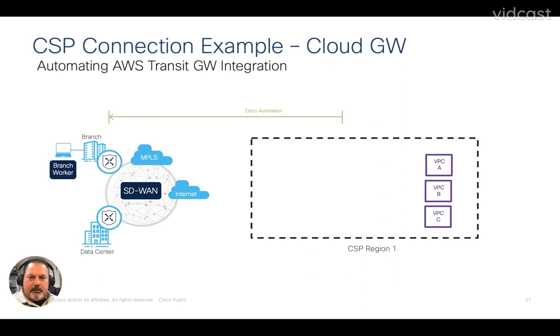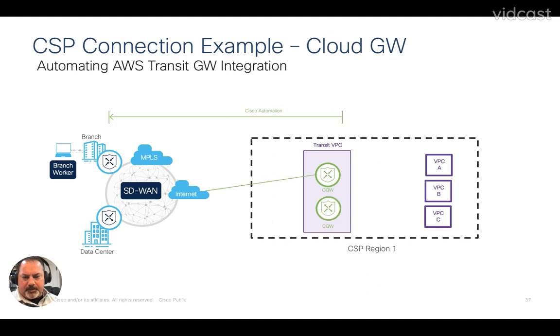So we do that by doing automation. I mentioned the APIs. If you look at SD-WAN extended into a CSP region, region 1 here, with a few VPCs in place, what we're doing in the world of AWS is we'll instantiate a Transit VPC. We'll then spin up a couple of virtual routers. We're going to call them cloud gateways. These are Catalyst 8000Vs. We'll build the connection to the SD-WAN fabric from these routers, so now they're part of the overall SD-WAN fabric. We'll then extend the automation by turning on a transit gateway that connects our new Transit VPC with the existing VPCs in the region.